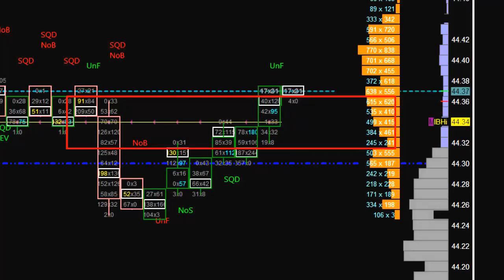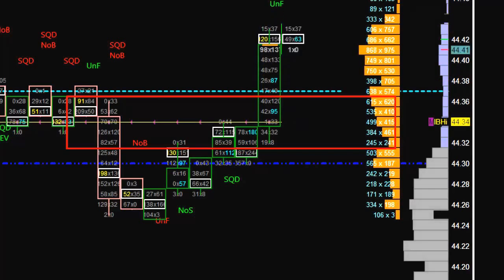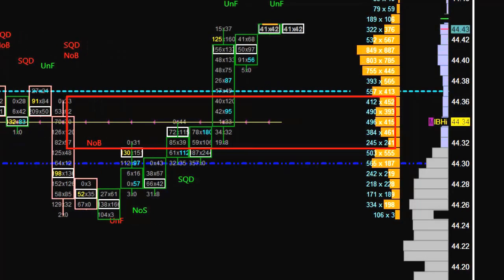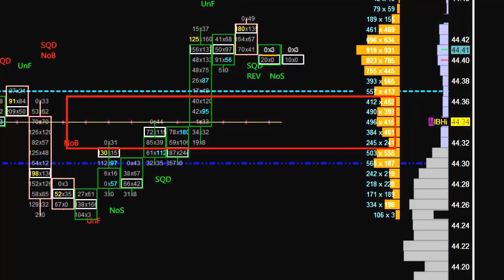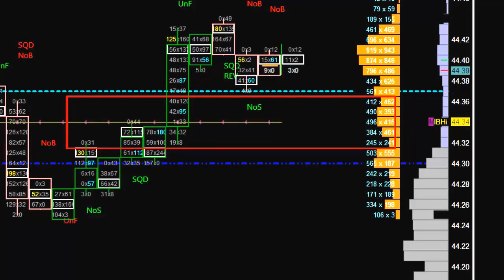But we also have to be aware that obviously there is a long bias. So again, these shorts are just tests.